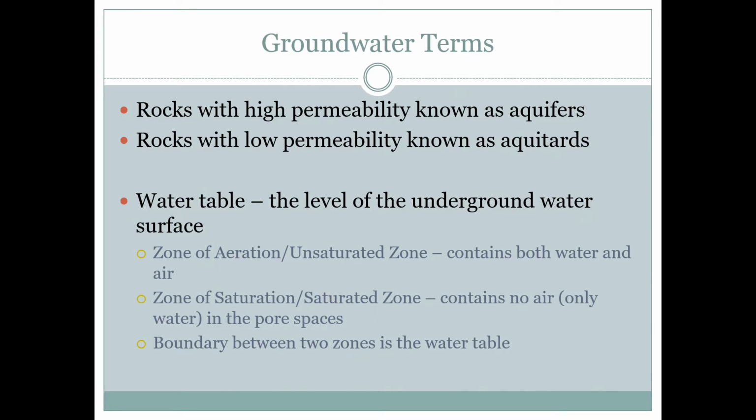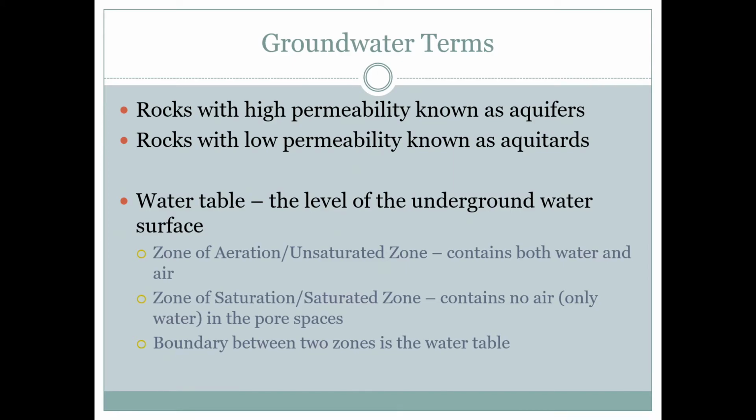You've heard the term water table before. Water table is the level of the underground water surface. I'm going to show you a diagram in a second. But there's two different zones. There's the zone of aeration, or the unsaturated zone. This is the zone that contains both water and air above the water table. And then there's the zone of saturation, or the saturated zone. And this is the area below the water table that has no air, only water that fills the pore spaces.